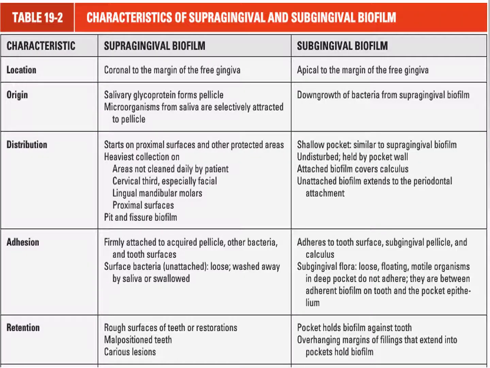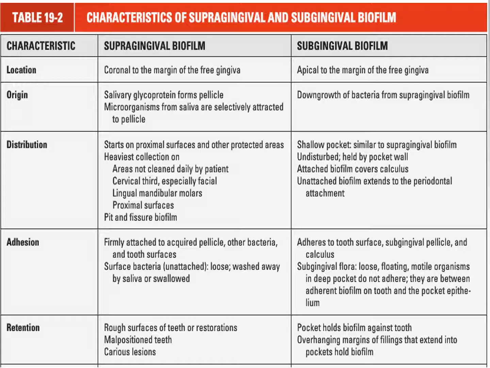All right, here's a location. You do need to know this. So location, supragingivally, is going to be anything coronal to the margin of the free gingiva. Subgingival, of course, is going to be anything under the gingiva. The origin for the supragingival is going to be this salivary glycoprotein. Protein forms the pellicle, where the subgingival is just the downward growth of the supragingival biofilm.